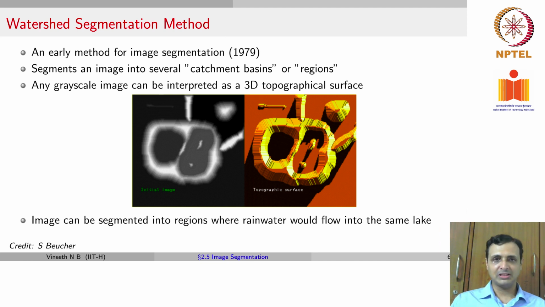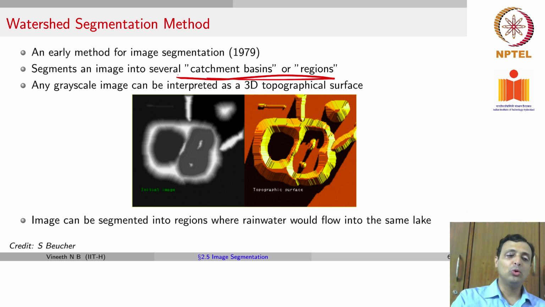One of the oldest methods for image segmentation is known as Watershed segmentation. This was developed way back in 1979. And image segmentation, remember, is the task of grouping pixels in an image, right? So that's the task that we are looking for. The Watershed segmentation method segments an image into what are known as catchment basins or regions. It goes along with the name, that's why it's called watershed segmentation. That will become clearer in the next slide.